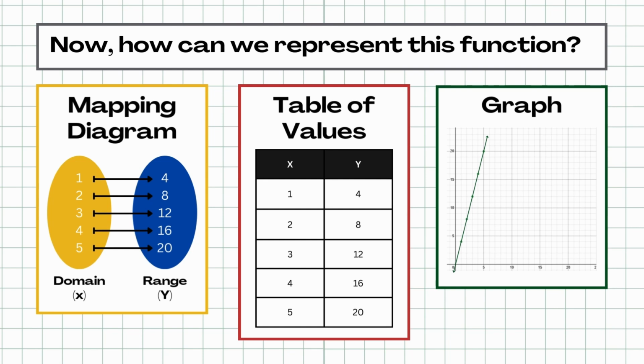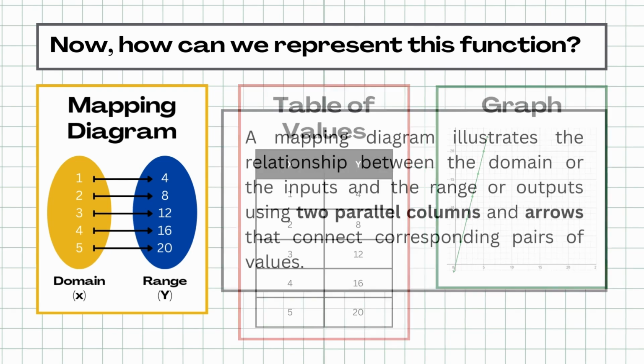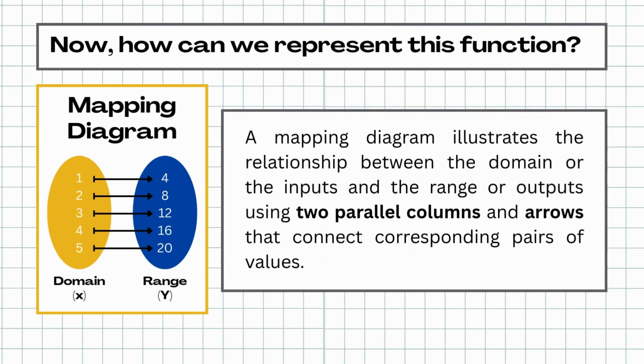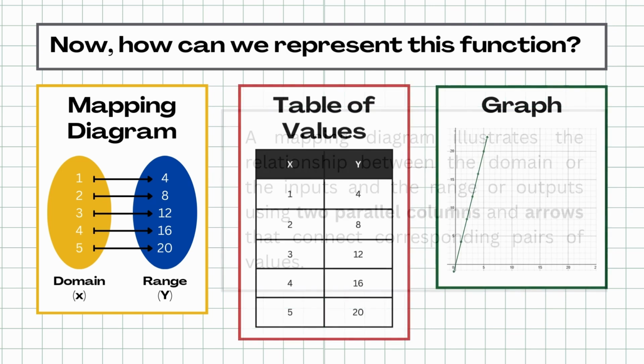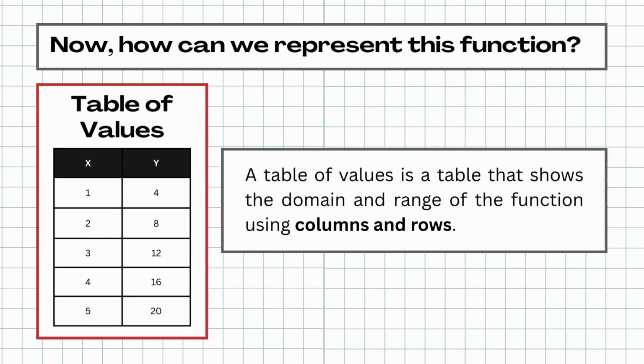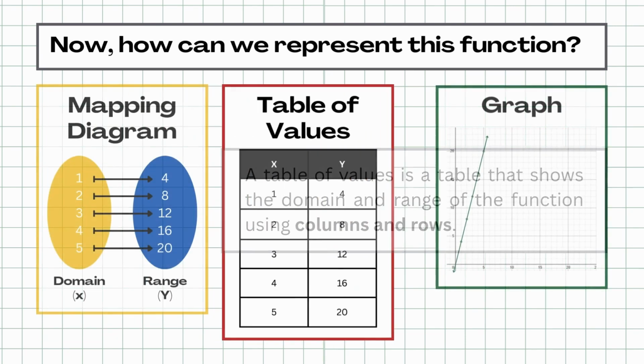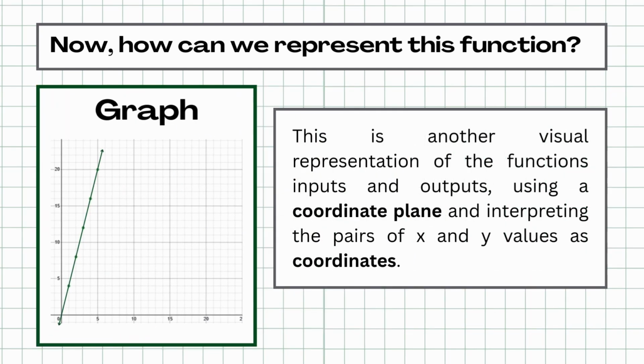Now, how can we represent this function? First, we can represent it with a mapping diagram. A mapping diagram illustrates the relationship between the domain or the inputs and the range or the outputs, using two parallel columns and arrows that connect corresponding pairs of values. We can also represent it with a table of values. A table of values is a table that shows the domain and range of the function using columns and rows. And we can also represent it as a graph.